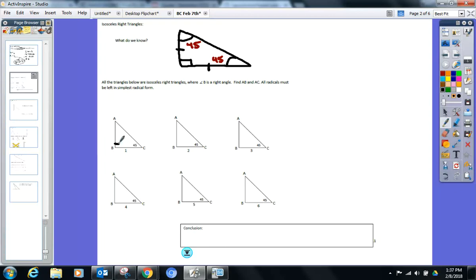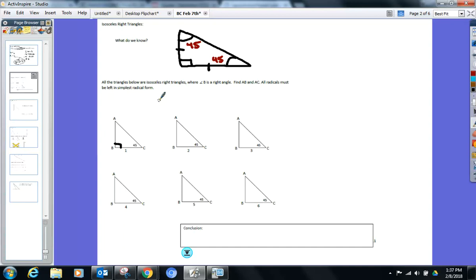I want you to find the remaining sides now. One side you should be able to fill in pretty quickly. If BC is 1, what other side should be 1 as well? AB. The sides across from the 45s are always congruent. What about the hypotenuse now? How can you find the hypotenuse?